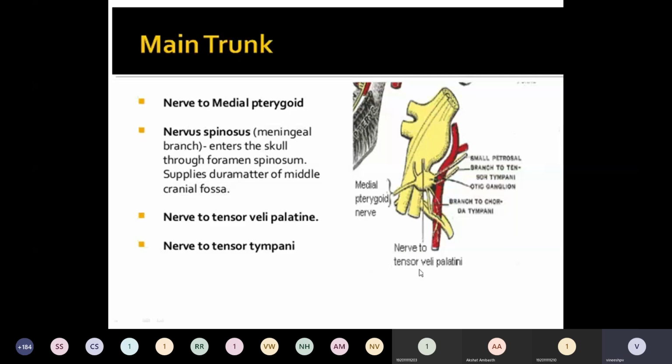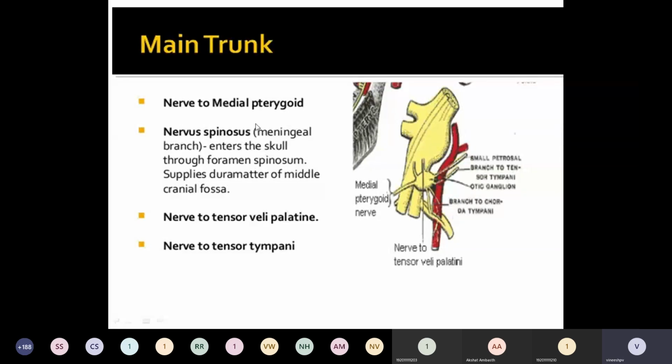See, the main trunk is about 2 to 3 millimeters in length. It consists of both motor and sensory branches together. In front of this trunk, just medial to the trunk of the mandibular nerve, there is a small ganglion. Ganglion means nothing but a collection of cell bodies outside the CNS. It is known as the ganglion. I will explain that later.